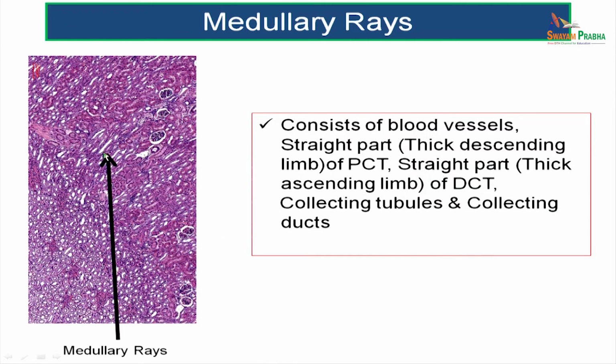So, let us look at what medullary rays are. These medullary rays, as I already told you, are longitudinal striations seen in the cortex, which extend down into the medulla. The medullary rays contain blood vessels, the straight part of PCT, that is the thick descending limb of loop of Henle, the straight part of distal convoluted tubule, that is the thick ascending limb of loop of Henle, collecting tubules and collecting ducts.